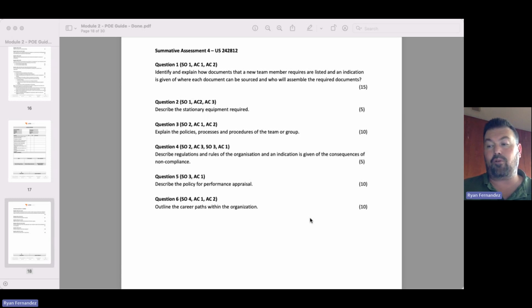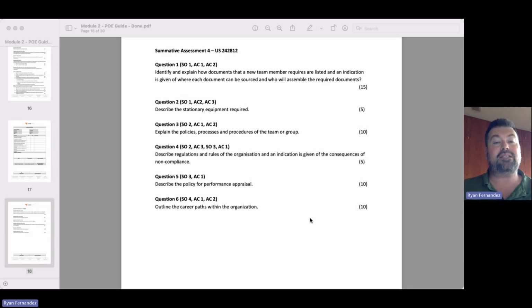Then question number 4, describe regulations and rules of the organization, and an indication is given of the consequences of non-compliance. So what kinds of rules and regulations would you show them? Well, you're going to show them the code of conduct. You're going to show them the health and safety rules. And then we're going to tell them why they need to follow it. And then we will give them the consequences and why would we do all of that. So that would easily give you your 5 marks.